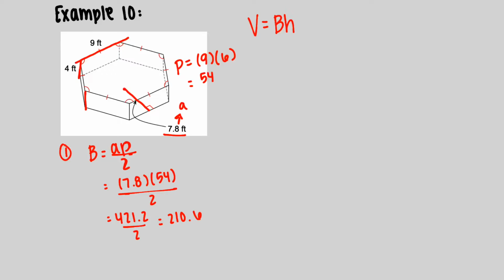So coming back to my drawing, I look at the lines, they're kind of hard to see, that connect my two bases together, and there's only one of them labeled, so I know this 4 feet is my height. So plugging everything in, the area of the base was 210.6 times the height, which is 4. When I plug that into my calculator, I get 842.4 as my volume, and its units are feet cubed.